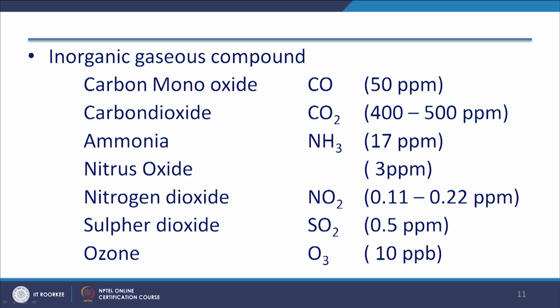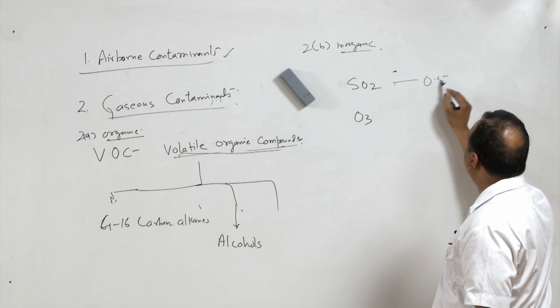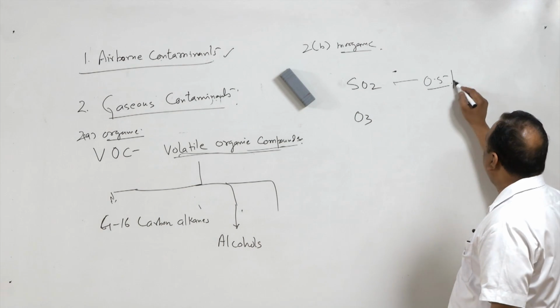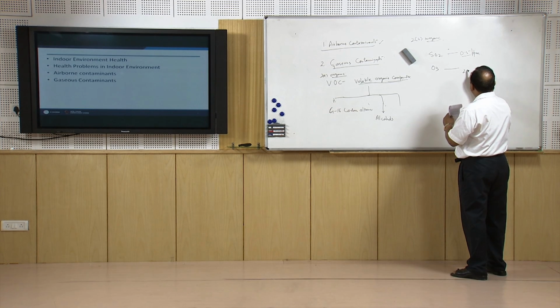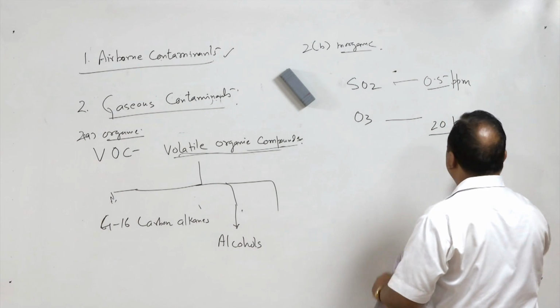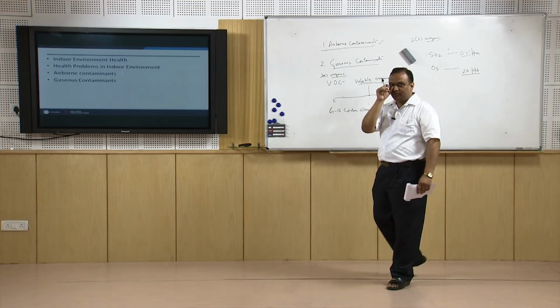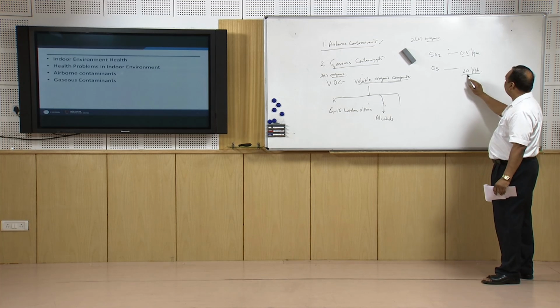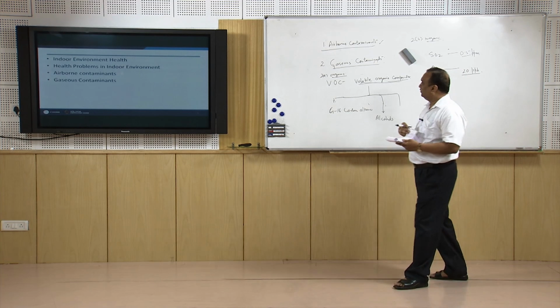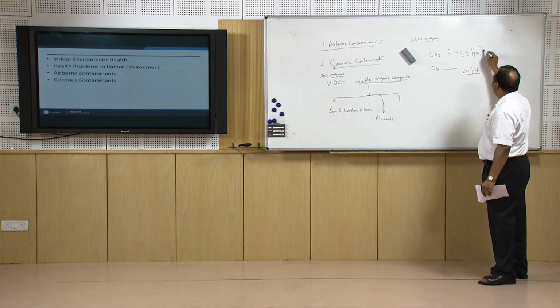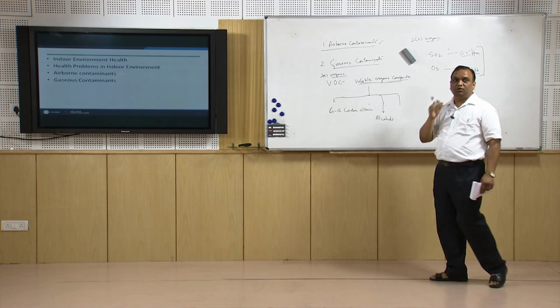Now another gas, that is sulfur dioxide and ozone. Sulfur dioxide should not be more than 0.5 ppm. This is permissible. For ozone, it is very interesting that it is 20 parts per billion. It should not exceed that. Ozone is also a very dangerous gas. At 20 ppb it becomes fatal. That is why it should be below 10 ppb. So these are certain chemicals which create health problems or which pollute the indoor environment.